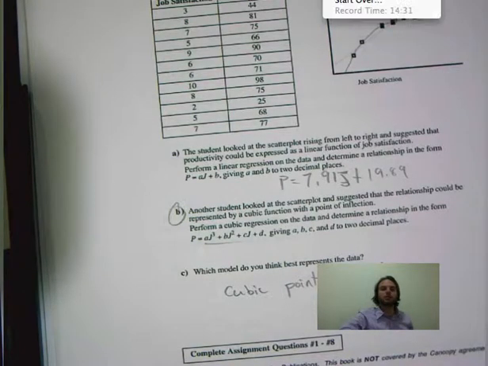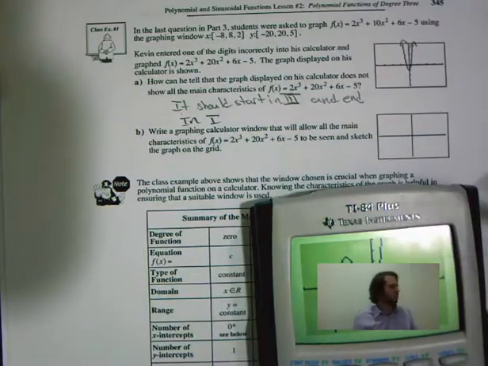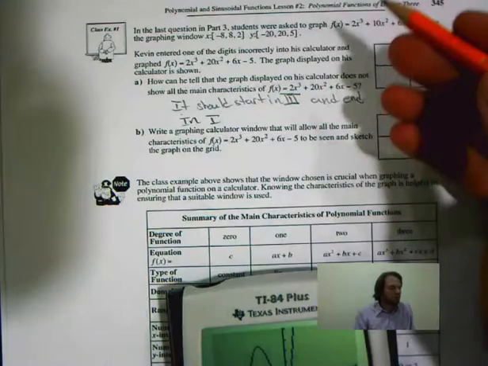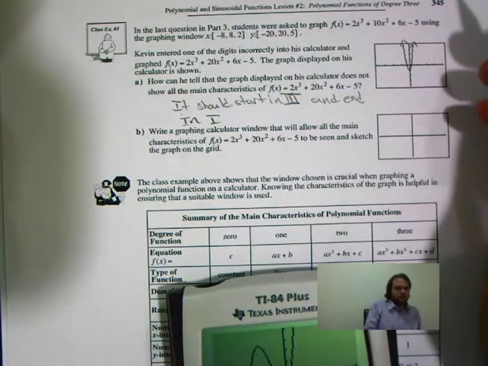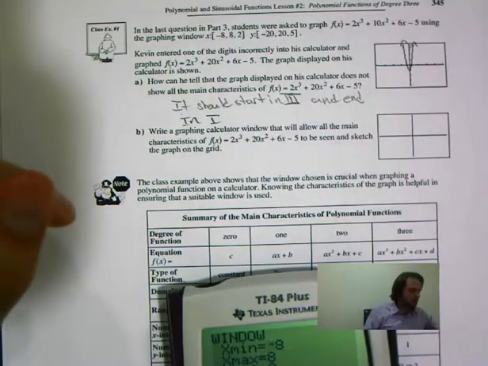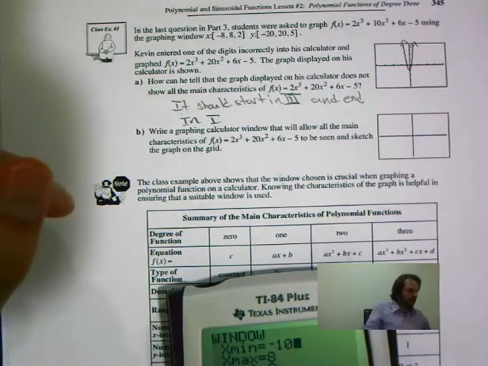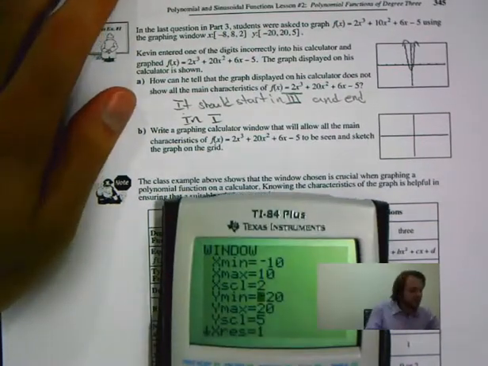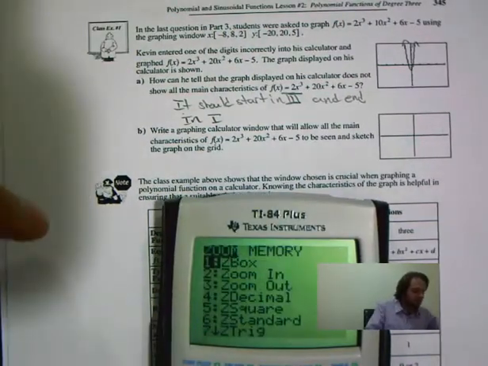So job satisfaction is on the bottom, 1 to 10. This is my X. This is my Y. That makes my window so easy. I already know my window. But first we're going to put all of this into my stats. Into my stat bar. So I'm just going to move this over so you can see it. Okay, so I'm going to go stat, edit. I have to clear my list. Remember, do not delete, clear.